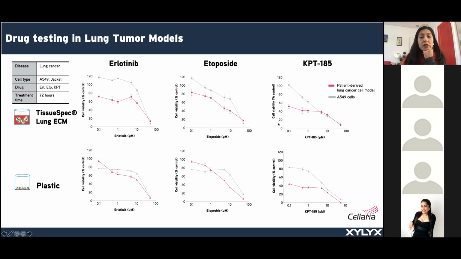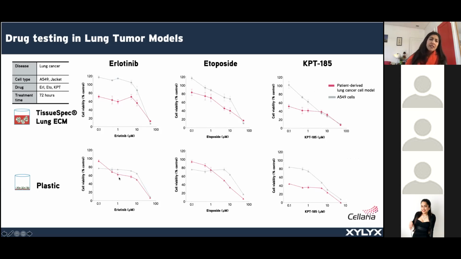In lung tumor models, we evaluate the adenocarcinoma cells A549, which are here, and also Jurkat. The three drugs that we studied were erlotinib, etoposide, and KPT-185. And we observed how these cells were responding to the different treatments. As we can observe in the graph, the two cell types respond differently, where the A549 cells are more resistant. Let me show you here: in pink, or red, are the Jurkat cells, and the gray are the A549. And you can see how in these hydrogels, the A549 cells and the Jurkat cells are responding to the drug differently.